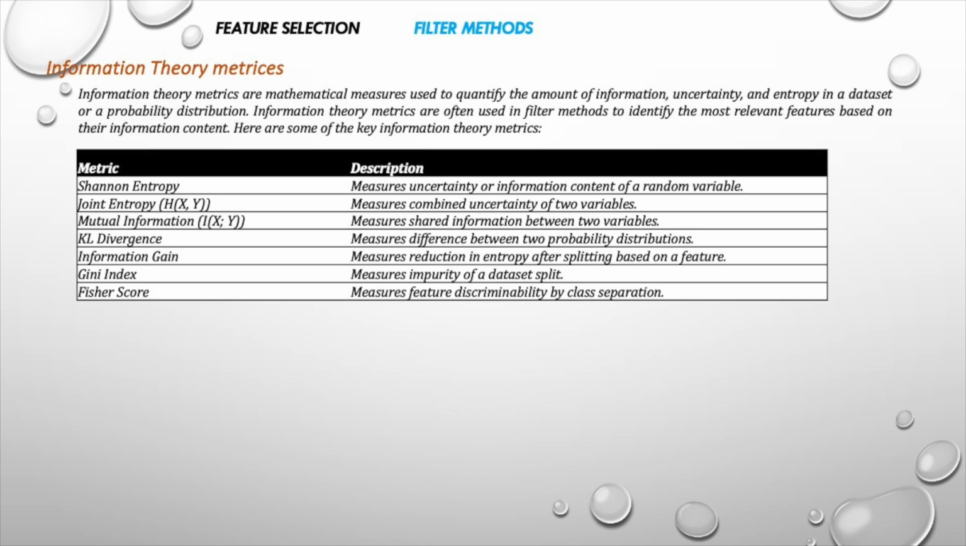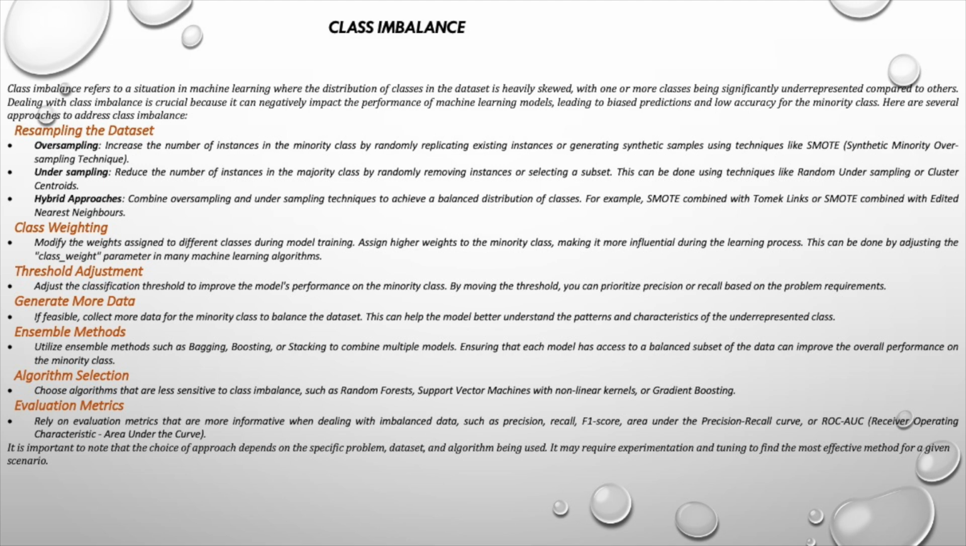Class imbalance. Class imbalance refers to a situation in machine learning where the distribution of classes in the dataset is heavily skewed, with one or more classes being significantly underrepresented compared to others. Dealing with class imbalance is crucial because it can negatively impact the performance of machine learning models, leading to biased predictions and low accuracy for the minority class. Here are several approaches to address class imbalance.